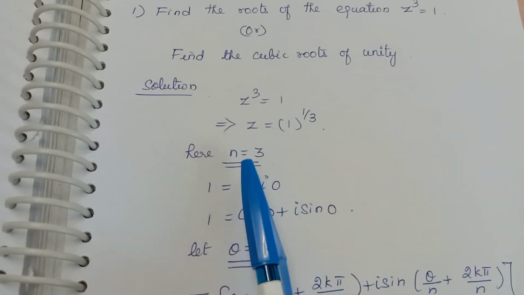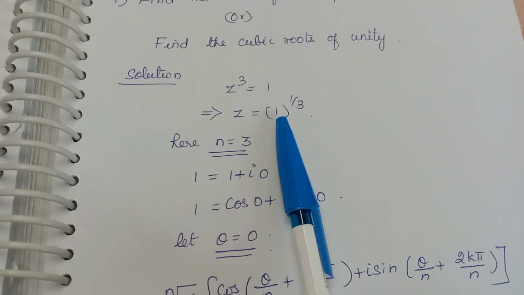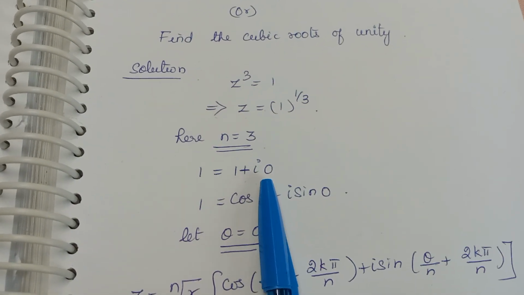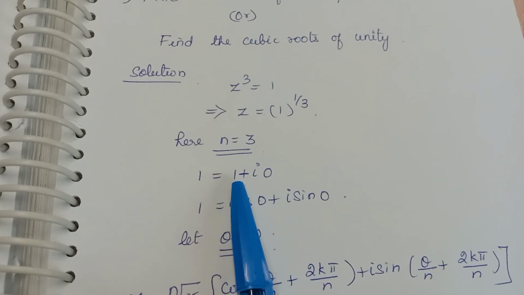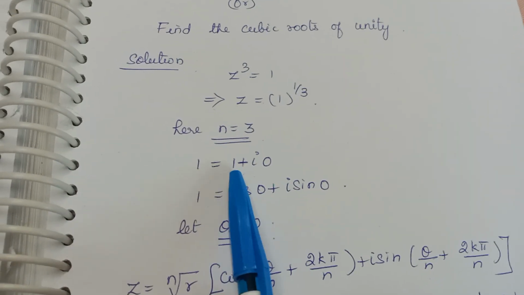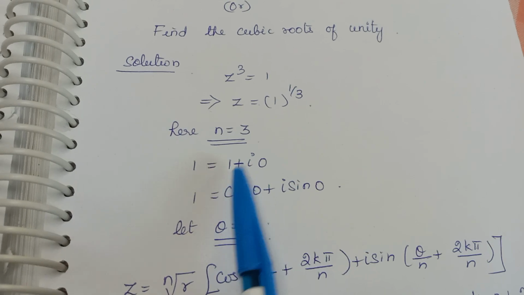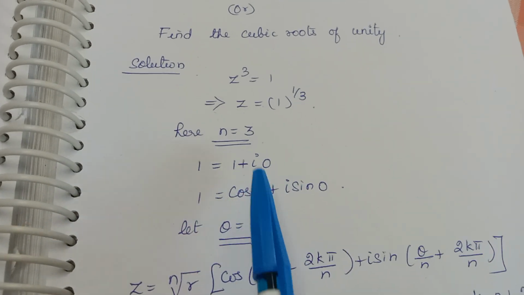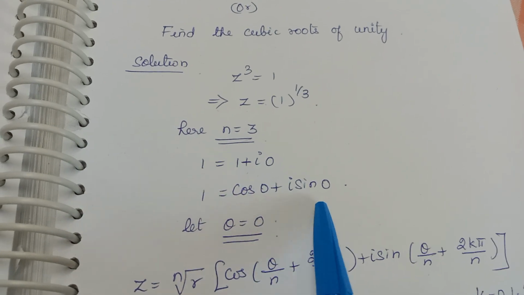The first step, find out n. After that, you take this number and write it as a complex number. This is 1, no? It is 1 plus i0. See, the first one is cos theta, the second one is sin theta. For cos, when will you get 1? And for the same theta value, you should get 0 for sin. Okay, that means cos 0 equal to 1 plus sin 0 equal to 0.